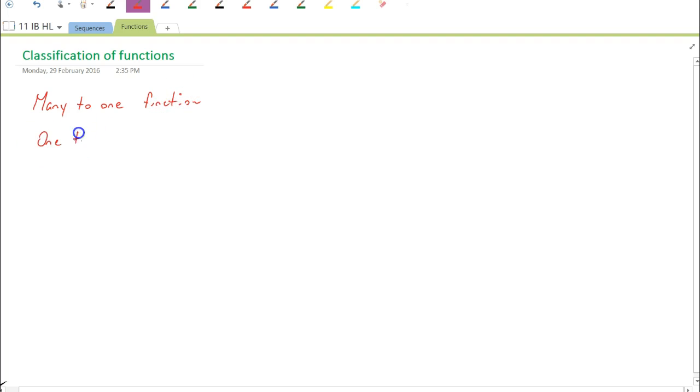Okay, I want to talk in this screencast about classification of functions, and we're going to cover these concepts here. We're going to cover the many to one function. We're going to cover the one to one function. We're going to have a look at odd and even functions. So that's in this lesson.